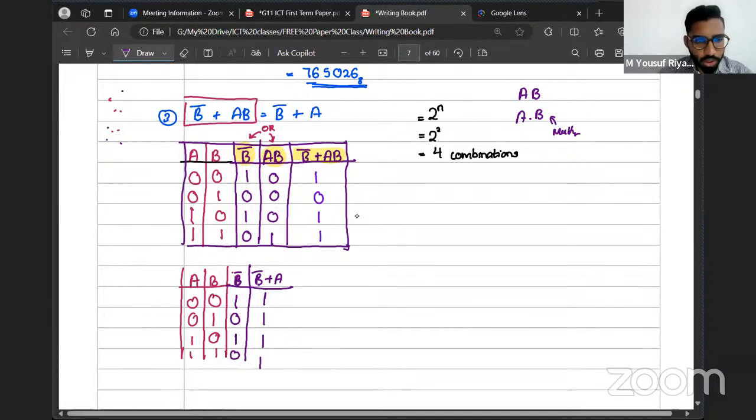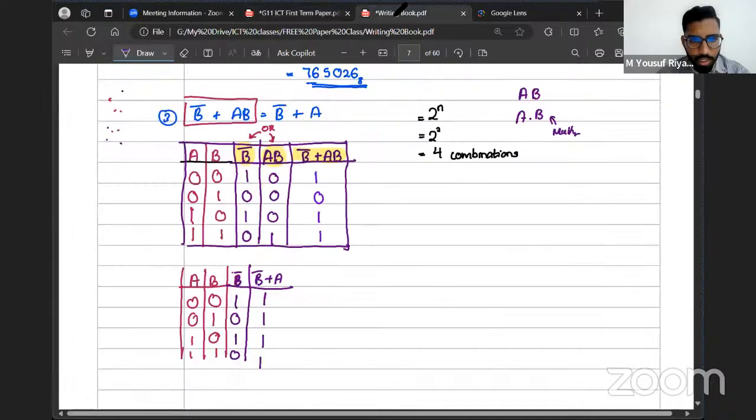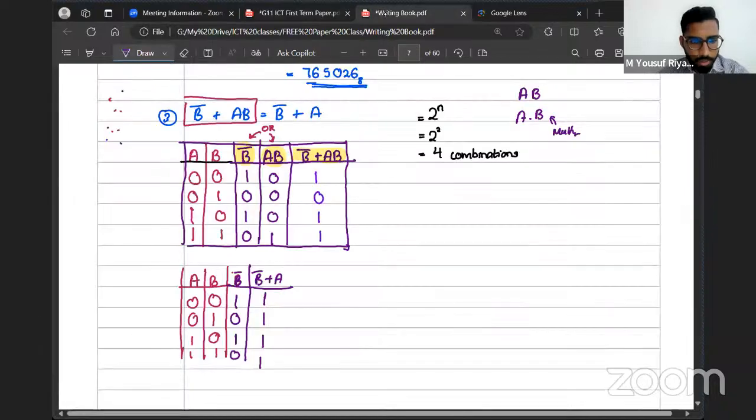B dash AB, they are not equal. What is the question saying? To prove that they are equal or prove that they are not equal? It is not true. It is false. B dash plus AB, and here is B dash plus A. Oh, no, wait. I did not compare with A. Sorry, my bad. I had to compare B dash with A.